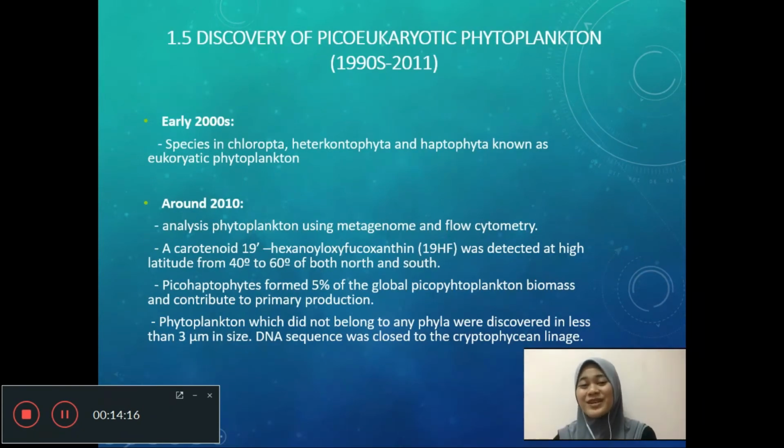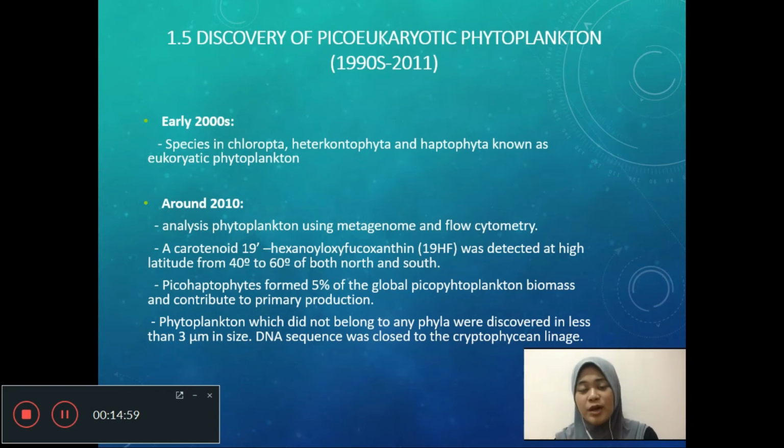Now, we continue with the subtopic, which is the discovery of picophytoplankton. In recent years, very unique picophytoplankton species have been revealed to be widely distributed. However, until the early 2000s, only some dozens of species in Chlorophyta, Heterokontophyta, and Haptophyta were known as eukaryotic plankton. Around 2010, there were analyses of phytoplankton using metagenomics and flow cytometry.